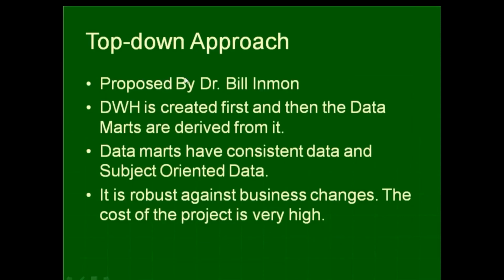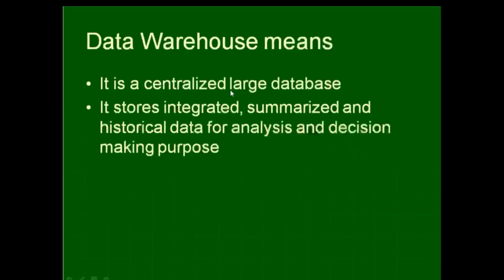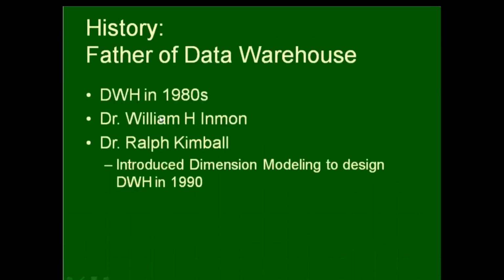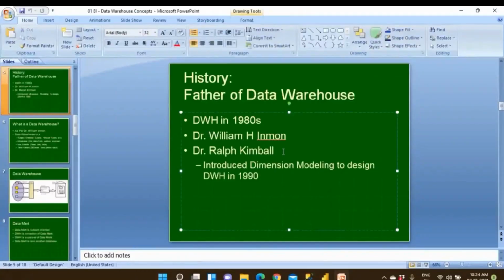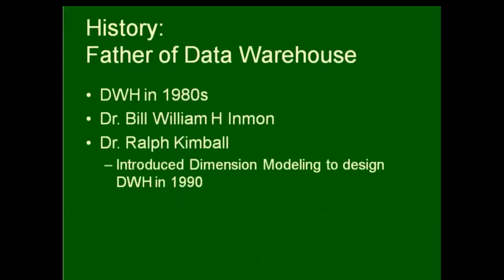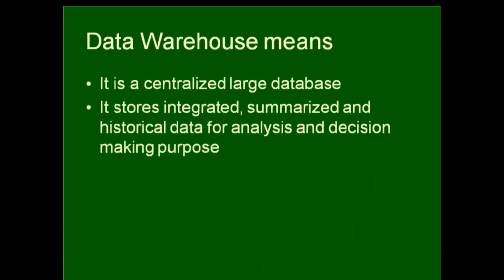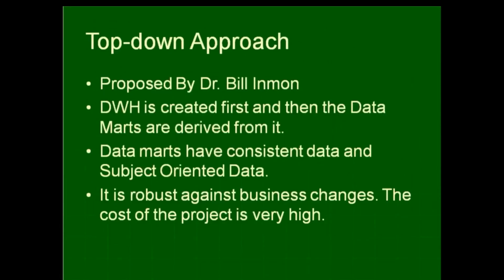Proposed by Dr. William Inman, complete name. So his complete name is Bill William H. Inman. Okay, now. So he's the founder. According to him, there are two types of data warehouses. One type of data warehouse is called a top-down approach. Data warehouse is created first, then the data marts.